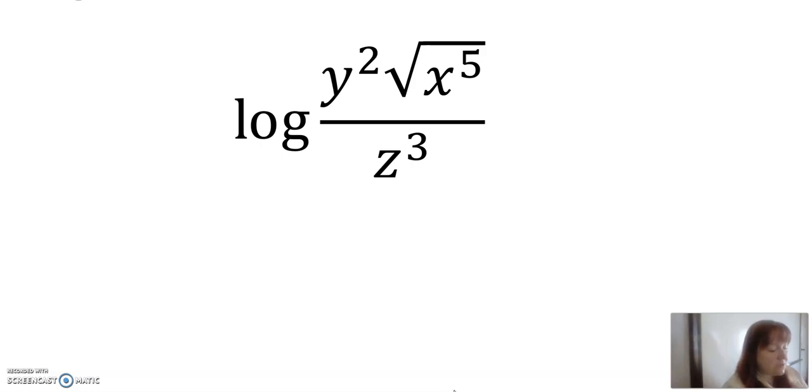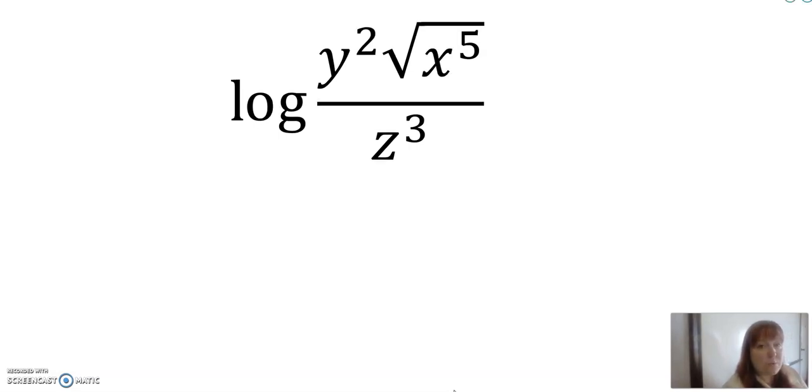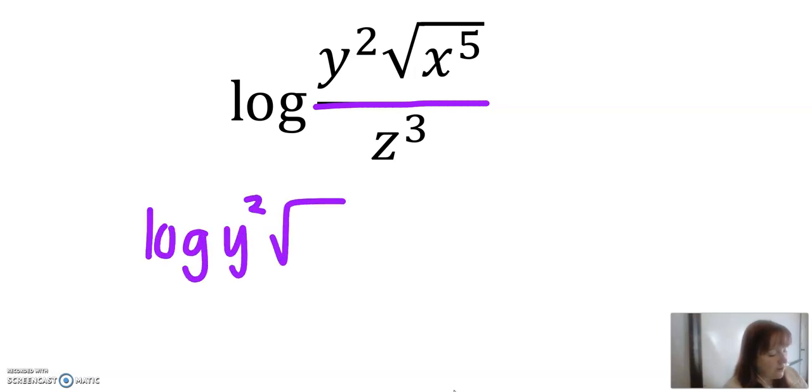So the first thing I see is a quotient. I see y squared times the square root of x to the fifth over z to the third. And that's a quotient because remember, quotient is something dividing. And so I'm going to use the quotient rule. I'm going to split these two apart. So I'm going to have log of y squared root x to the fifth minus log of z to the third.